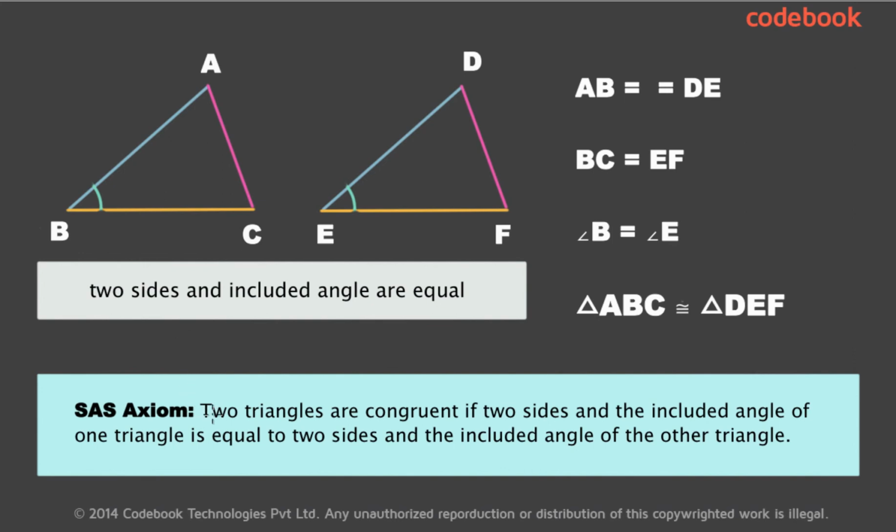So what the axiom states is two triangles are congruent if two sides and the included angle of one triangle is equal to the two sides and the included angle of the other triangle. This is a very important axiom that you have to remember, and we will use it heavily in future theorems and problems. And as you recall from the geometry, an axiom is something that is assumed to be true and you don't really have a proof for it.